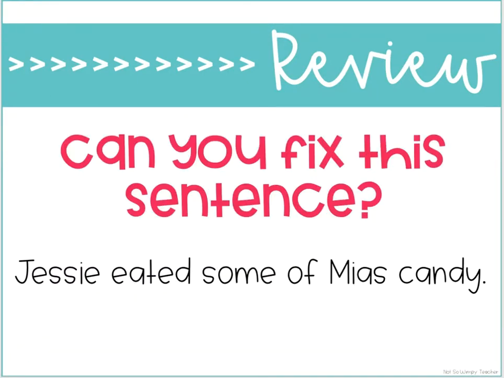All right, one more review here. Can you fix this sentence? Click pause, fix the sentence, then click play when you're ready to move on. Okay, eated is not the correct past tense form of the verb eat. It would be ate. So Jesse ate some of Mia's candy. The apostrophe would be between the A and the S, because whose candy is it? It's Mia's candy.